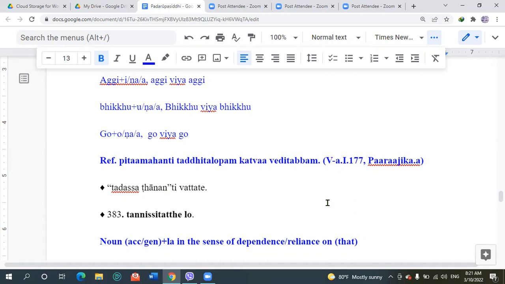Pita Maha means the father of the father. How do we say it in English? Father of the father. It's grandfather, Sayadaw. A grandfather, I forgot this word. Not only one grandfather, but many grandfathers, not only the first grandfather but also other grandfathers. So we call the great-grandfather, Sayadaw. Grandfather, great-grandfather.